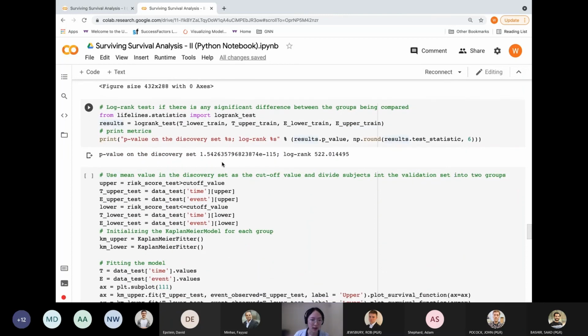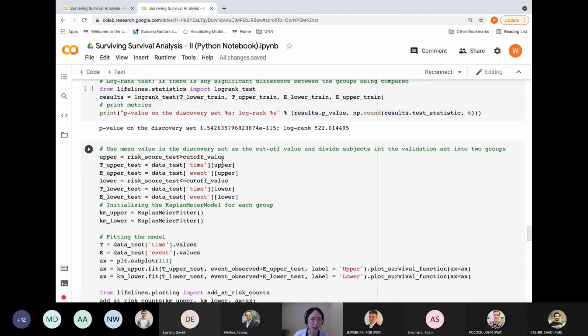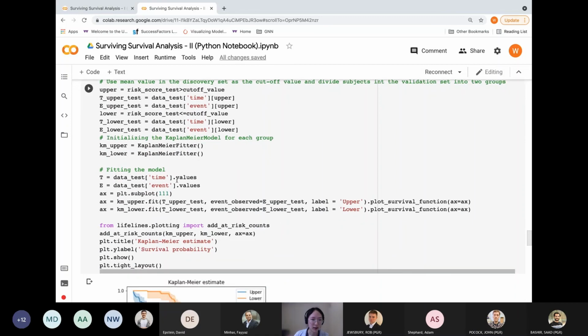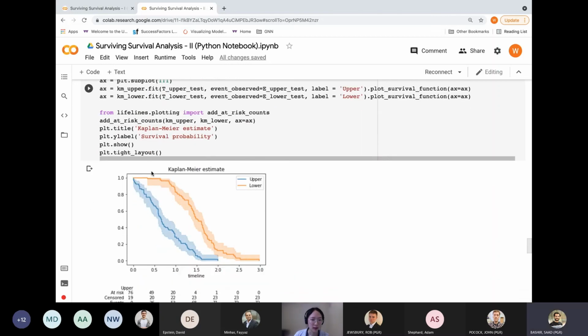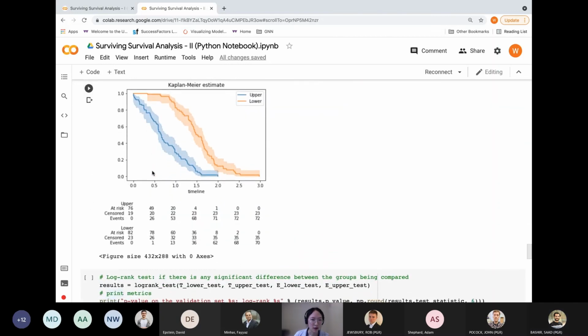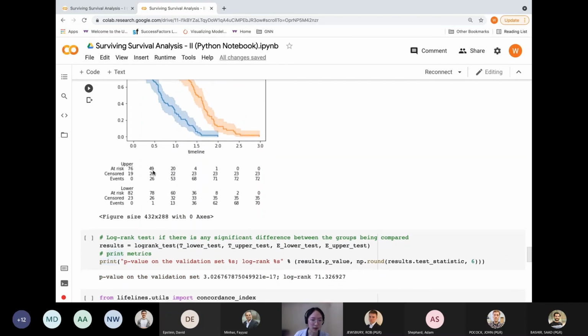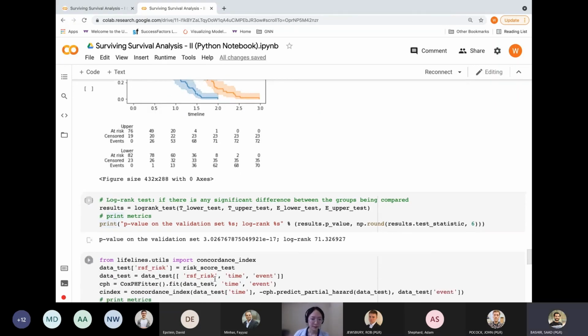And then in this test set, we still use the same cutoff value, and we divide this test set into two parts. We fit this Kaplan-Meier curve on these two groups, and then do this log-rank test to calculate this p-value on this test data set. So here you can see we still get a very small p-value.